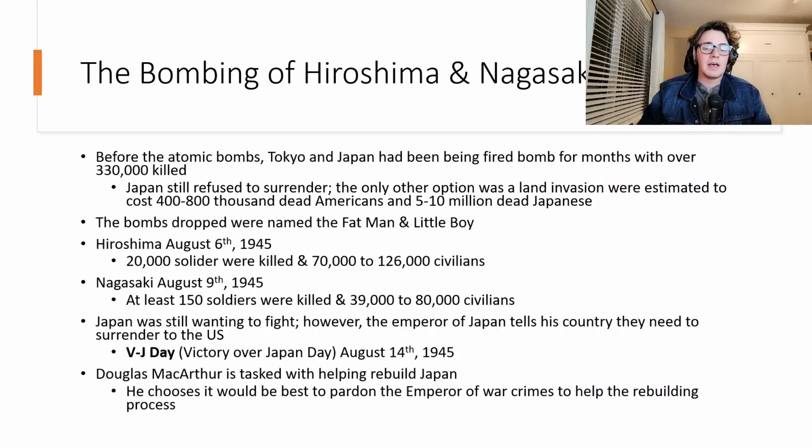Douglas MacArthur himself is going to be tasked with the rebuilding of Japan. Ultimately, he is going to choose to pardon the Emperor of Japan for his war crimes and commits to the rebuilding process. It's a very, very smart play. The fact that he pardons the Japanese emperor grants MacArthur and the Americans a lot of favor with the Japanese people. And ultimately, that's why Japan's such a big ally of the United States today.